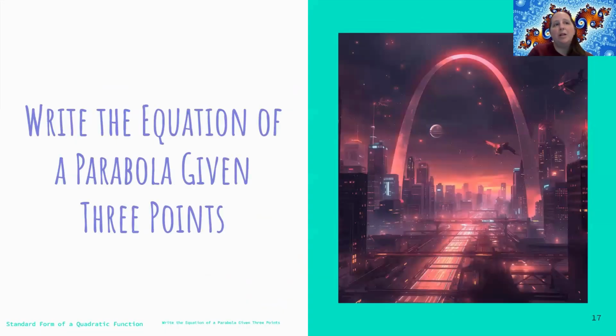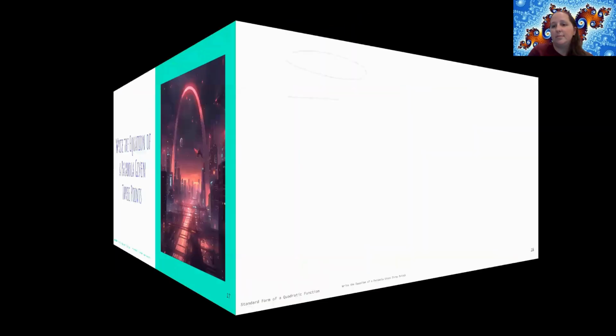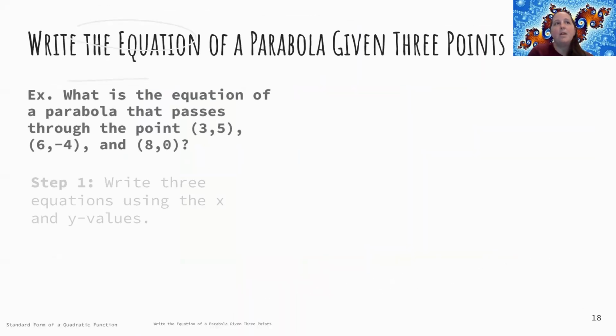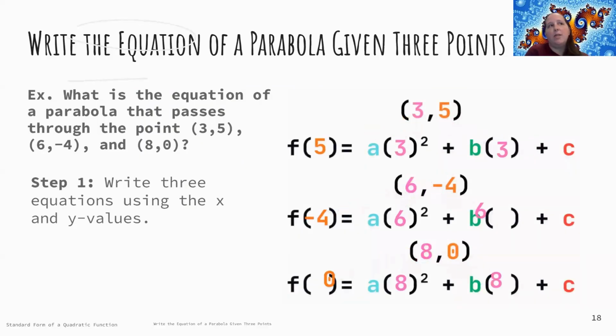Write the equation of a parabola given 3 points. So I want to write an equation that passes through the points (3, 5), (6, -4), and (8, 0). Okay. So what I need to do is I can write 3 equations using the x and y values. So in this first equation with this first point, I have (3, 5), right? So I substitute 3 in for all of my x's and I substitute 5 in for y, and I simplify as much as possible. Okay. I do the same thing for (6, -4) and for (8, 0).